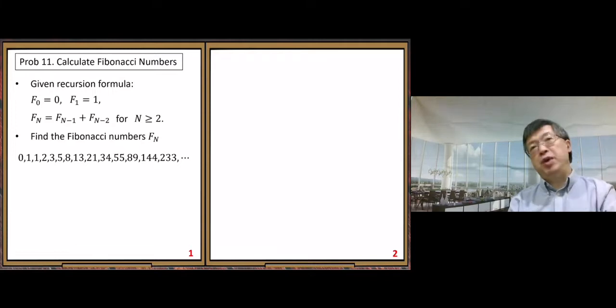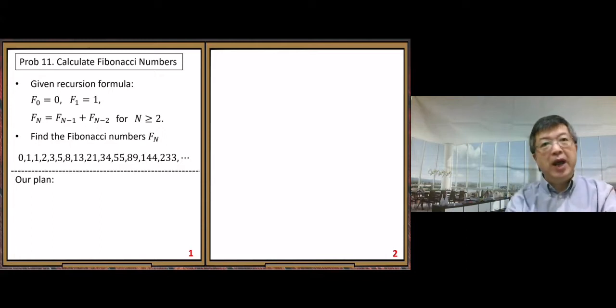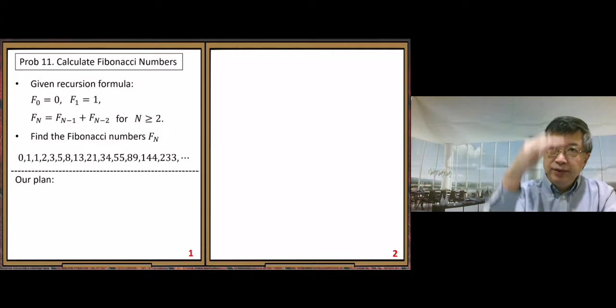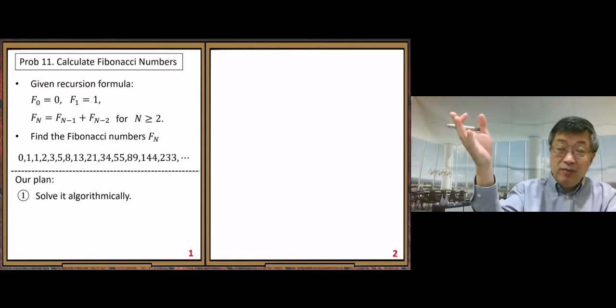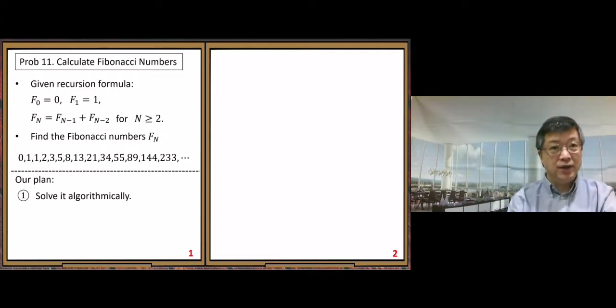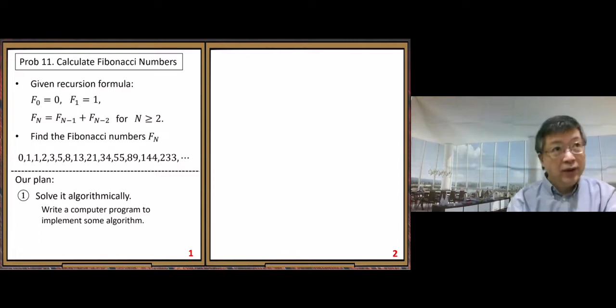To solve this problem, we use this plan with two different directions. The first one, solve it algorithmically. So we need to use some algorithm to solve it. Write a computer program to implement some algorithm, a good one or a bad one.